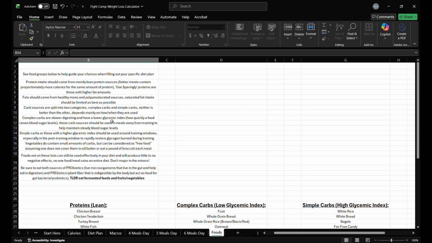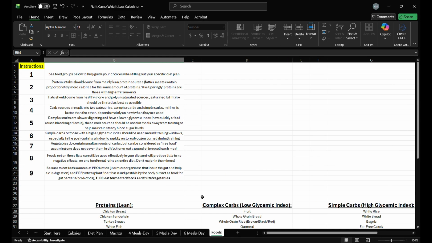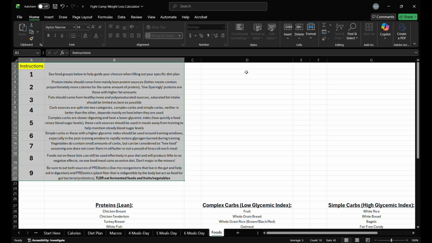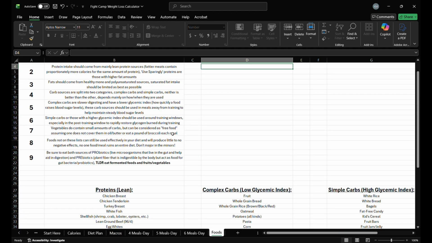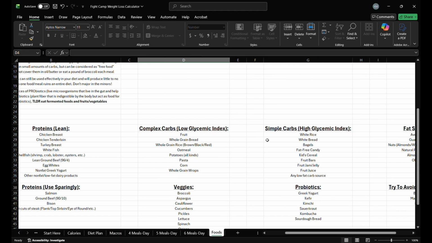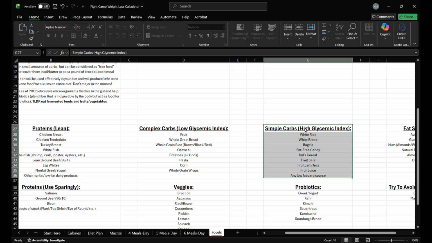All right, so this next tab is going to be foods. So over here, again, on each tab, there's going to be some instructions. So it just goes through some of the stuff we talked about in the first 2 presentations in terms of how to eat to maximize your training effectiveness, having more carbs around training, less carbs away from training, more fats away from training, things of that nature, eating foods of higher glycemic indexes around training, carbs with lower glycemic indexes away from training. And as you can see right here, I have simple carbs, which is going to be those with a high glycemic index.